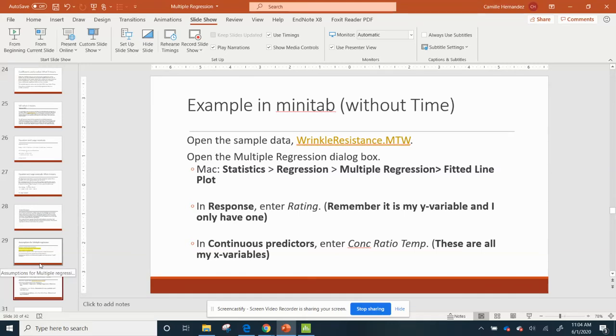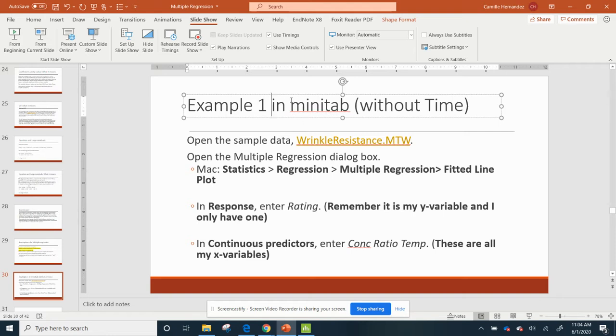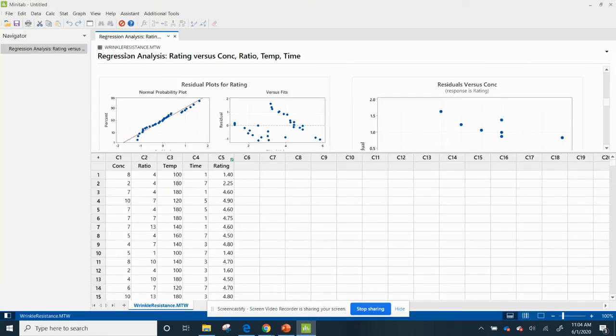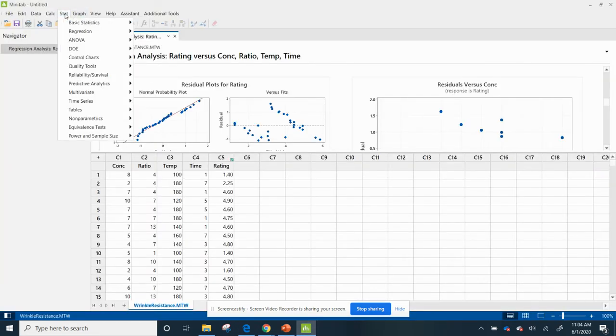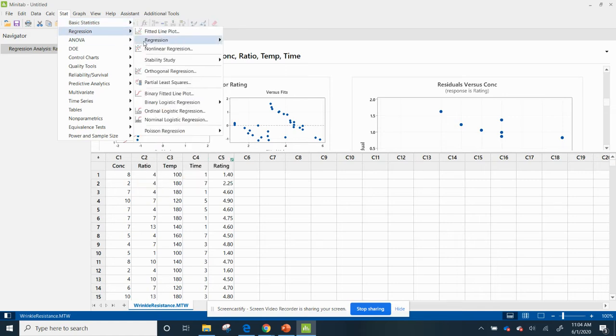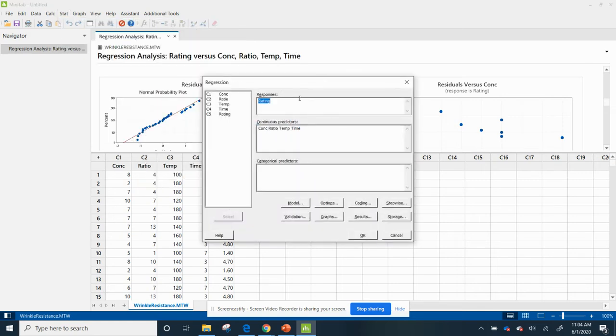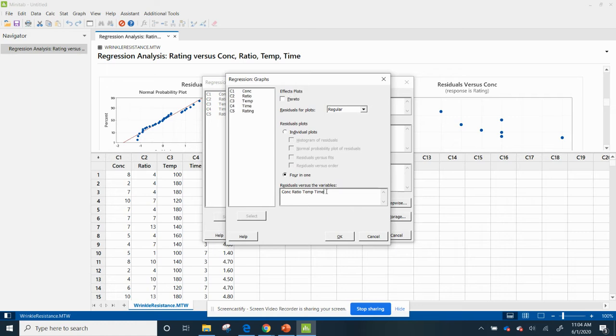Okay, so now I'm going to keep going, and I'm going to do example 1 in Minitab without time. Why am I going to get rid of time? Because remember, in the previous video, I showed that it wasn't significant. So I'm going to go back here, go to Minitab, then go to Stats, Regression, Fitted Regression Model, and I'm going to get rid of time. Everything else is going to be the same. I'm going to keep my graphs the same, except I'm going to get rid of time here because I don't need it anymore because I kicked it out.